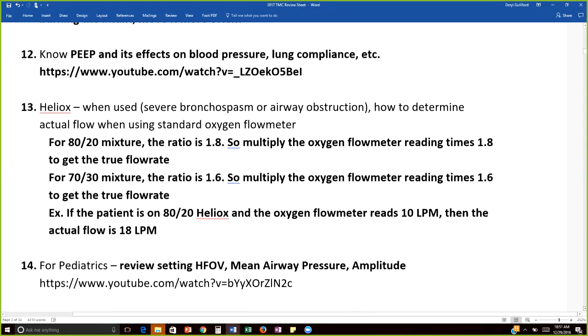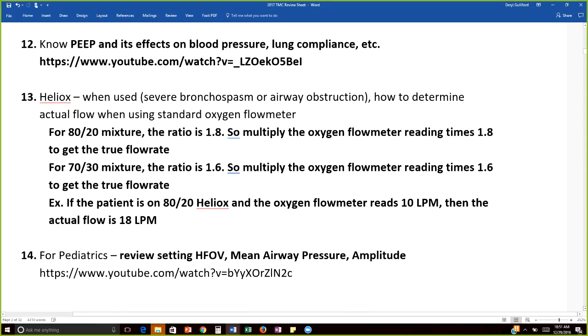PEEP and its effects on blood pressure. This is a key concept and way too much to cover in a lecture of this nature that I'm doing right now. But there's a video that's awesome. So when you get this review sheet in the email, then you will go to this YouTube video, and it does a great job of explaining to you the effects of PEEP.